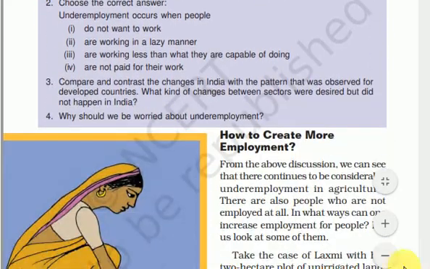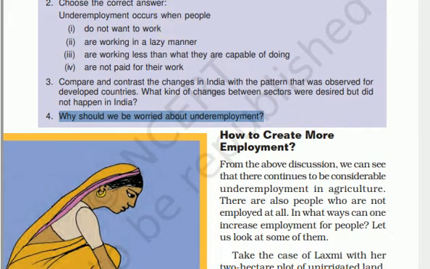So student, why should we be worried about underemployment? You can answer this question from the above discussion: why should we be worried about underemployment, and how to create more employment. We will do this in the next video. So prepare your notes and do this question from your last discussion.